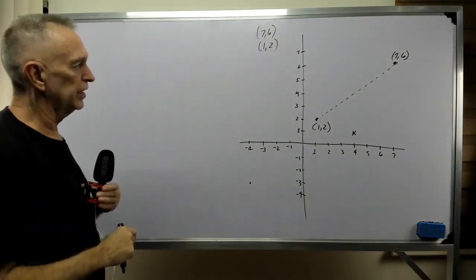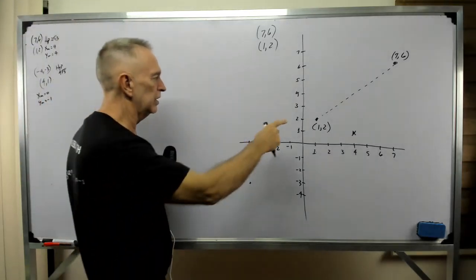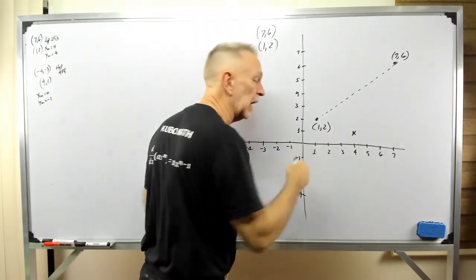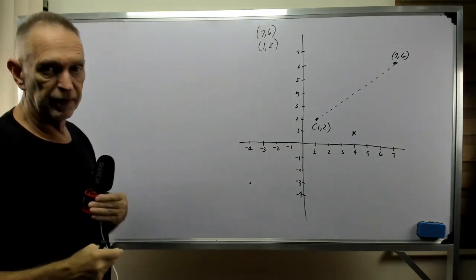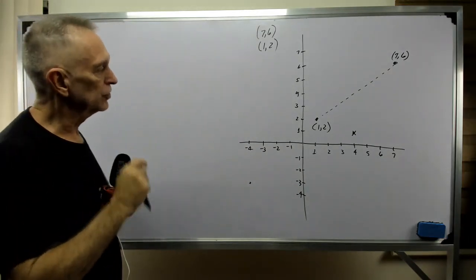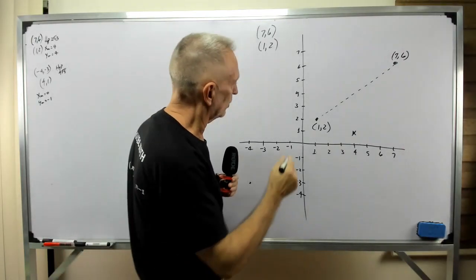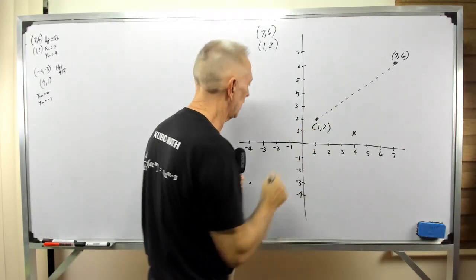There are two questions here. One is, what's the length of that line? The second question is, what's the midpoint of that line? Let's answer the first question first. What's the length of that line?